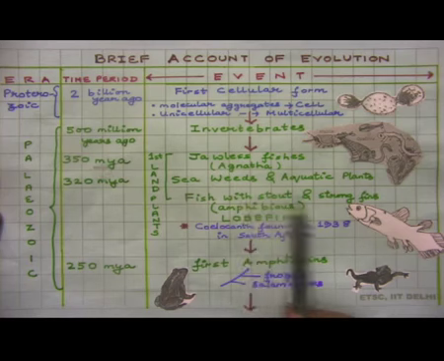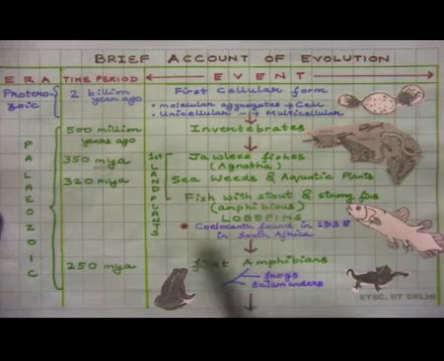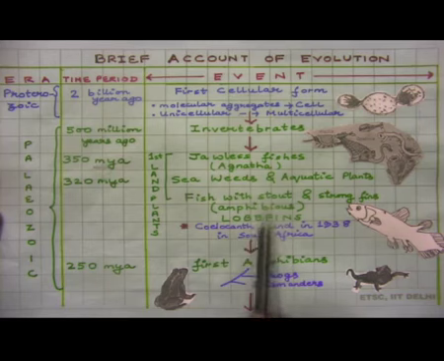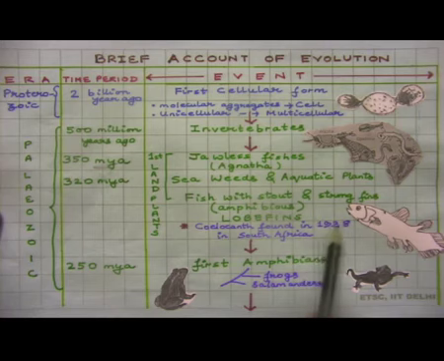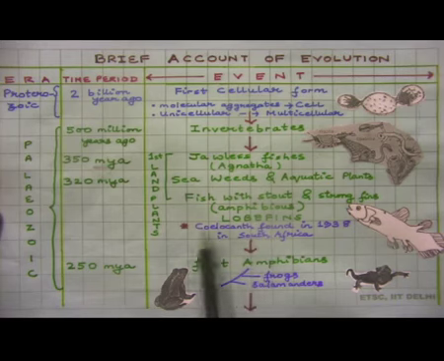Then the fishes with stout and strong fins were also there, which were amphibious in nature. They could come to the land and then go back to the water. These are known as lobe fins. These lobe fins were supposed to have gone extinct from the surface of earth, but recently in 1938 in South Africa, one of the members of lobe fins, coelacanth, was found. This is the picture of coelacanth you can see.